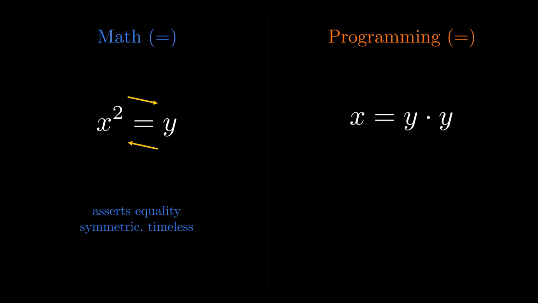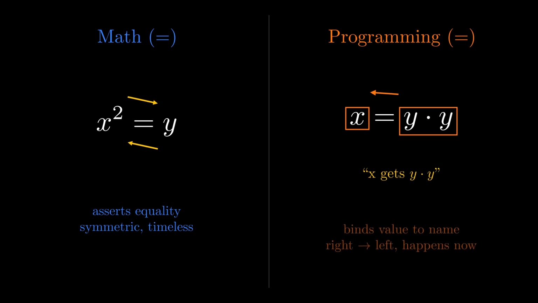In math, the equal sign asserts a truth. X squared equals y means these two expressions describe the same number forever in both directions. It's a statement about reality. In programming, the equal sign is an action, it's a command. It says, take the value on the right and bind it to the name on the left. Programmers read x equals 5 as x gets 5, or x is bound to 5, never as x equals 5. That tiny shift in meaning changes everything about how code behaves.